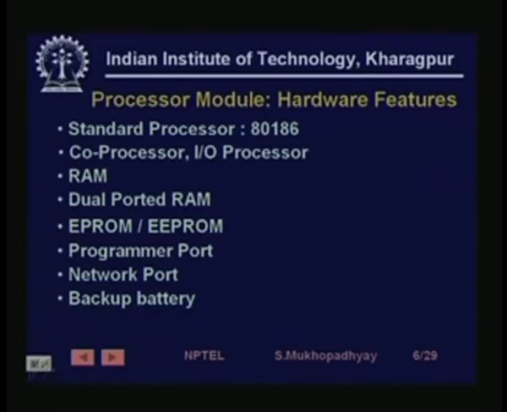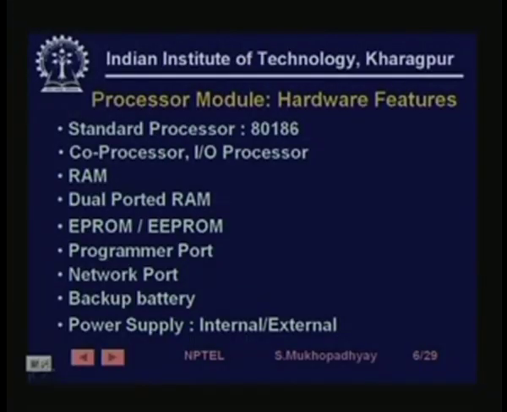This is very important, because if by any chance you have a power failure, number one, you do not want your process state to be lost, number two, you do not want to lose your parameters. So, there is always a backup battery which will back up part of the RAM, and you obviously need the power supply, which could be internal within the processor module, or it could be external as a separate power supply module which will connect to the processor module. It could be either way.